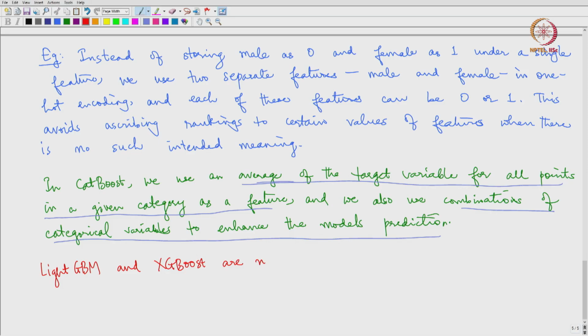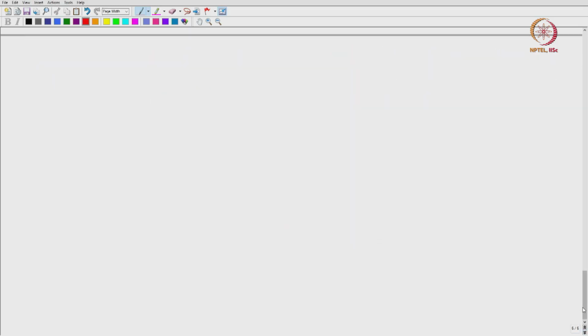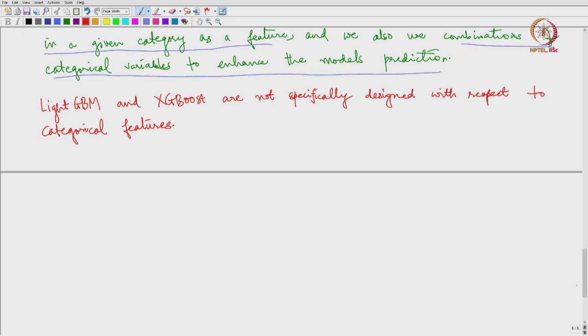So, LightGBM and XGBoost are not specifically designed with respect to categorical features. Okay. So, that is what CatBoost was done for, and in XGBoost and LightGBM this is not specifically designed with respect to these kind of features, right. However, there are other advantages of XGBoost and LightGBM, and we will now take some time to understand what these are. So, let us try to compare XGBoost and LightGBM.